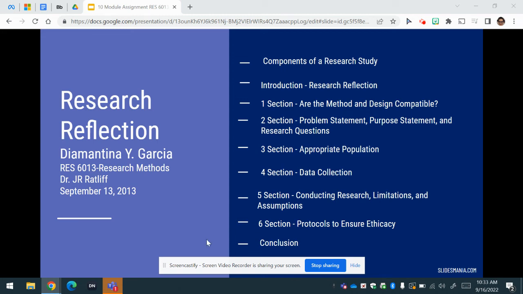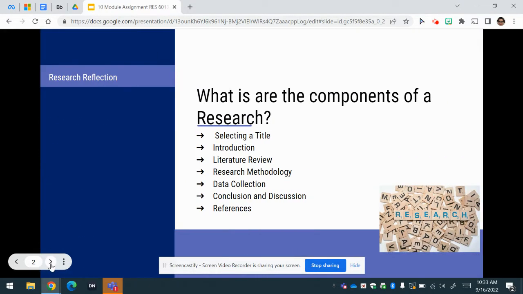So today we're going to be talking about the research reflection. This is for a class for research methods through the American College of Education. We're going to discuss the components of a research. What are the design and methods? Are they compatible? The problem statement, the purpose statement, and the research questions. Finding our appropriate population, the data collection, conducting the research with limitations and assumptions, and the protocols to ensure efficacy. So, for our first slide, we have the research reflection.